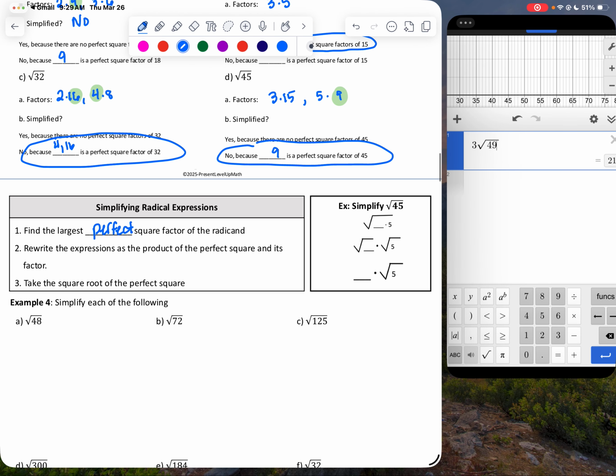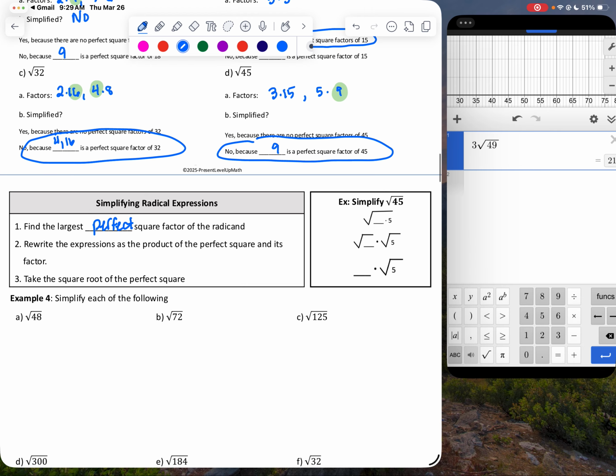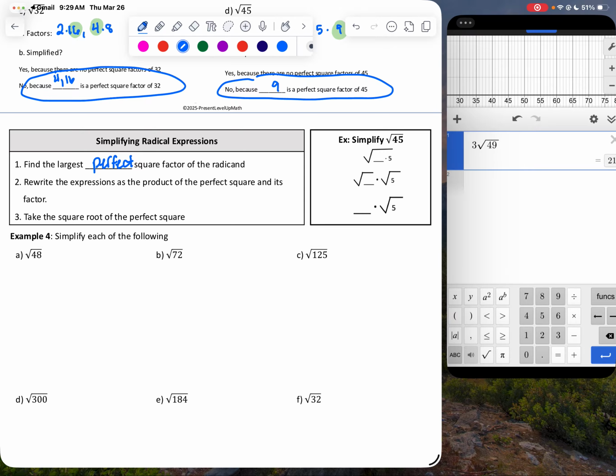So in our last example, we were talking about the square root of 45, and we said that 9 is a perfect square factor. So if I wanted to simplify square root of 45, I could rewrite that as the square root of 9 times 5. So I'm going to bring that square root of 9 out to the side. And then our last step is step 3, take the square root of the perfect square. So the square root of 9 is 3. So my final answer is 3 times the square root of 5. And now it's in simplified form.